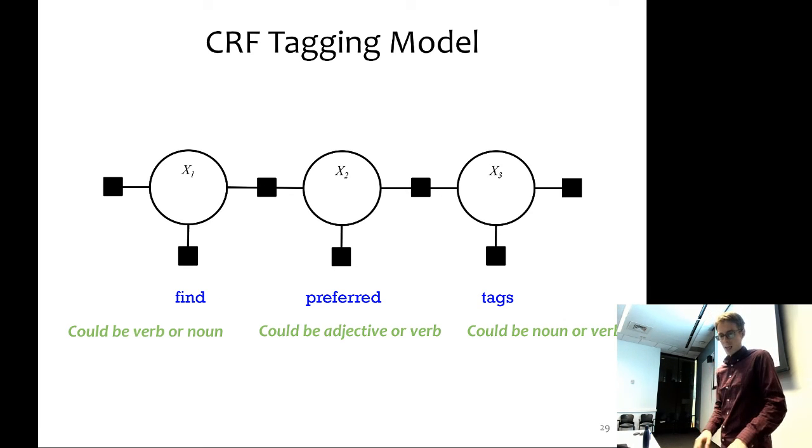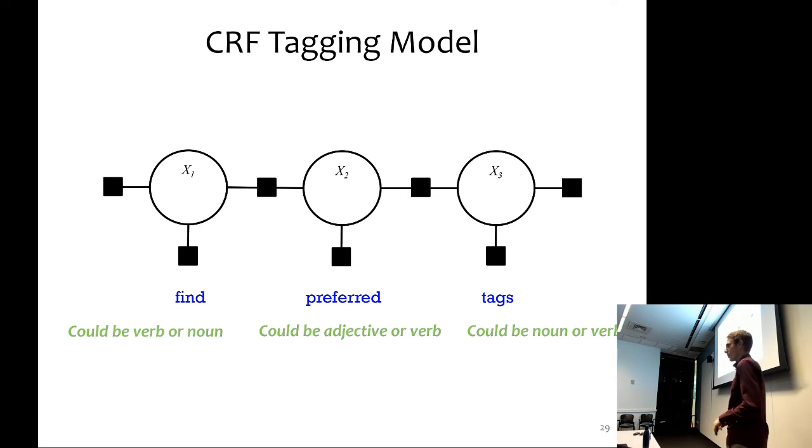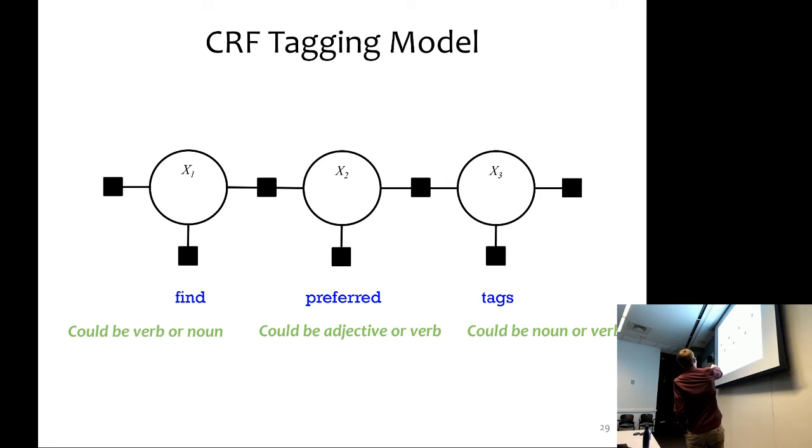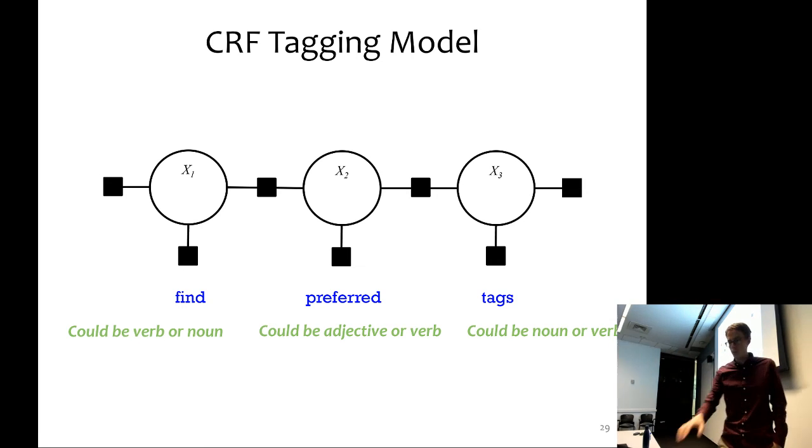Okay, so we're going to say we have three. Oh, and if you took 601 with me, then you've actually seen a version of these slides before, but it was a little bit different. I showed an HMM, not a factor graph. If you look back at the slides, they're identical, except that there would be actual arrows here with no factors. So find preferred tags is our sentence, and find can be a verb or a noun. Preferred can be an adjective or verb, and tags can be a noun or verb.